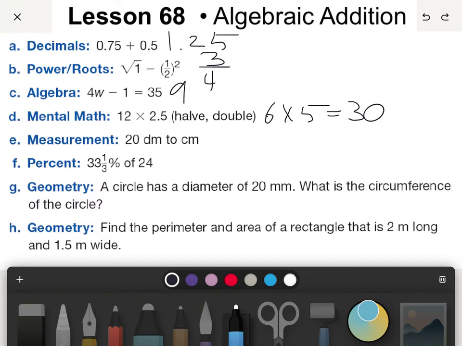I know that there are 10 centimeters in 1 decimeter because there are 10 decimeters in 1 meter. So I can take my decimal and move it over by 1. Boingy. So it'd be 200 centimeters, also known as 2 meters. Then 1/3 of 24 is 8. Then the circle of diameter is 20 millimeters. This is mentally mathable.